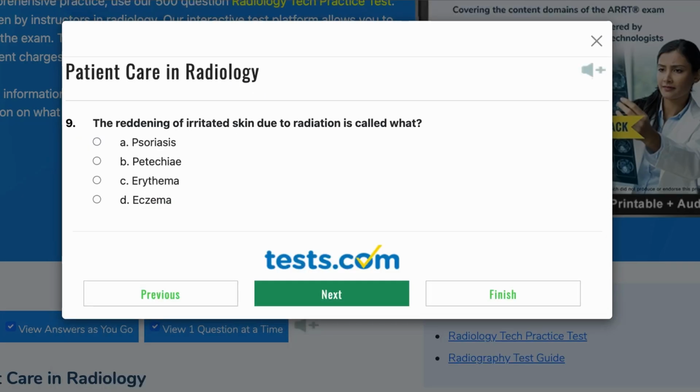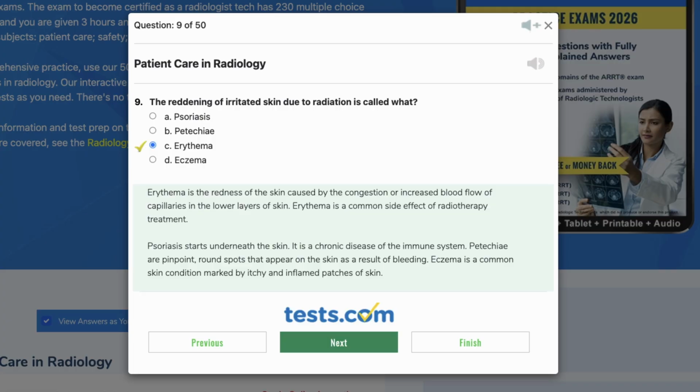Question 9. The reddening of irritated skin due to radiation is called what? A. Psoriasis, B. Petechiae, C. Erythema, D. Eczema. C. Erythema. Erythema is the redness of the skin caused by the congestion or increased blood flow of capillaries in the lower layers of skin. Erythema is a common side effect of radiotherapy treatment.